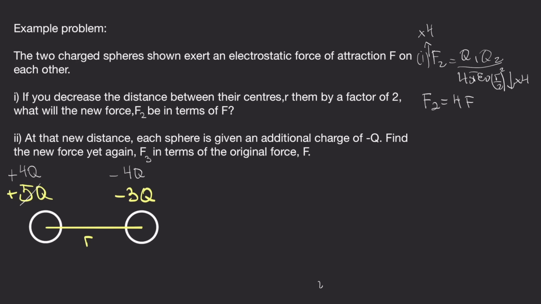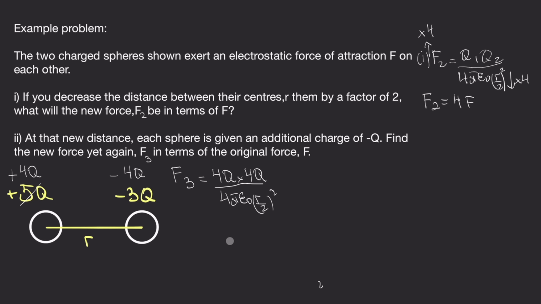There might be a bit more algebra on this one. So let's write down the new force F3, which is going to be the product of the two charges, which is going to be given by 4q multiplied by the magnitude of the other charge, which is also 4q, over 4 pi epsilon naught (r over 2) squared. It's r over 2 because we are at that new distance, which was half the original distance r.